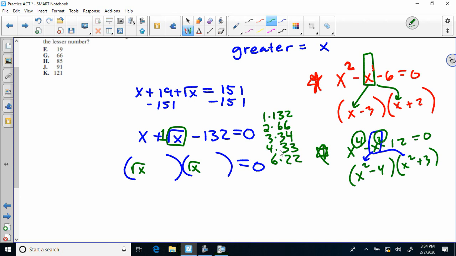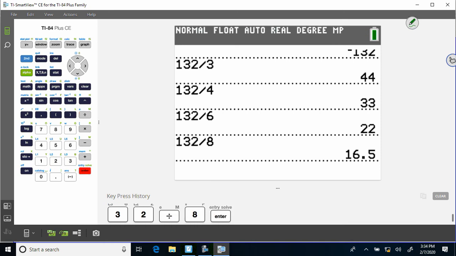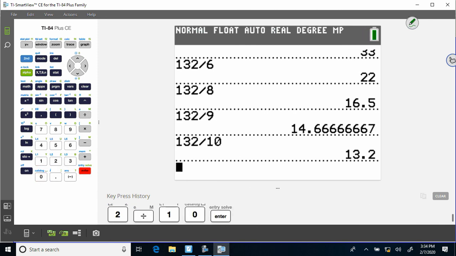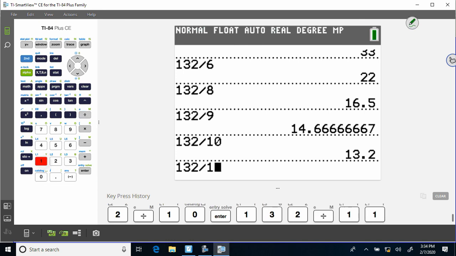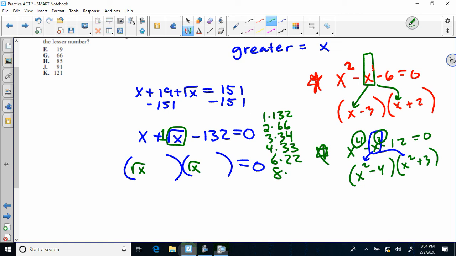7 doesn't go into it. 8 does, so 132 divided by 8, which is... oh, 8 does not. 132 divided by 9 is no. You do 132 divided by 10, and then you do 132 divided by 11, and then you'd stop because you know that's 11 and 12, and you've already reached the other numbers, so you're going to have 11 and 12, because the next number you do is 12.